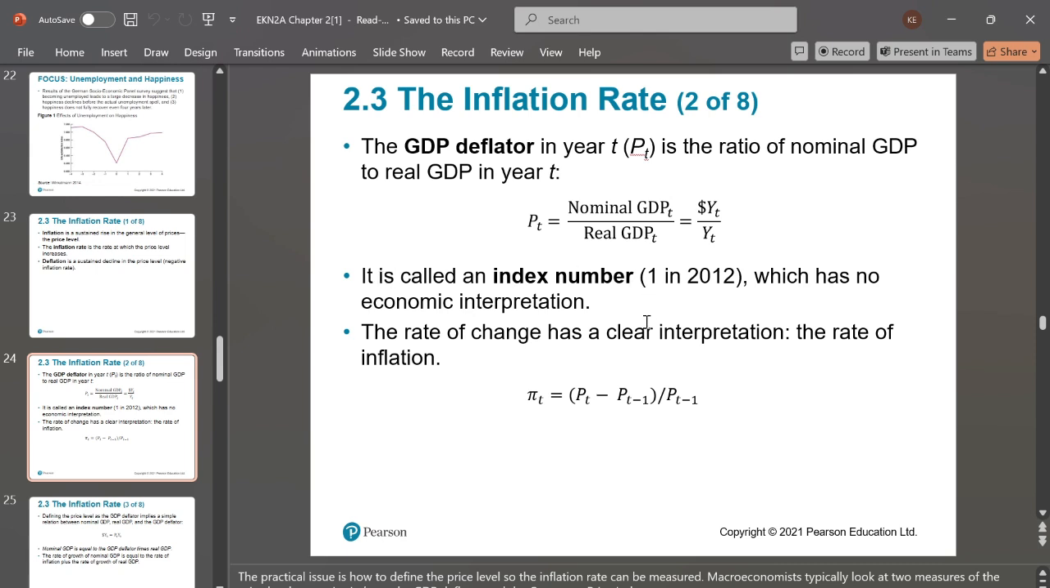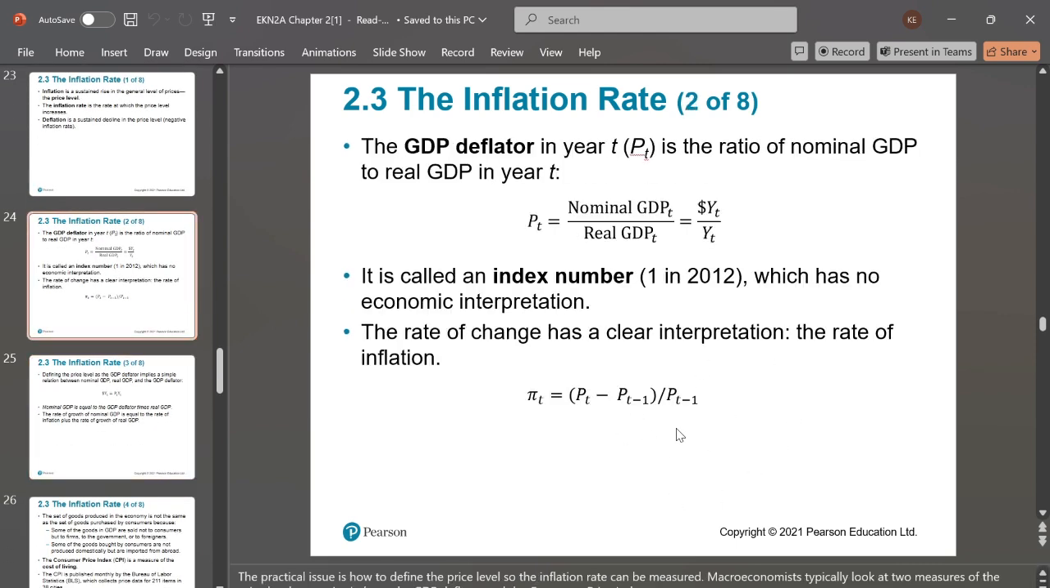It is also called the index number, and the rate of change has a clear interpretation. So the rate of change or rate of inflation is basically your GDP deflator in the current year minus the GDP deflator in the previous year, divided by the GDP deflator in the previous year. And I've always said this, but I'll say it again. Whenever we are calculating a change, it's always new divided by old. So it's new minus old divided by the old. Always. That is the rule of thumb.